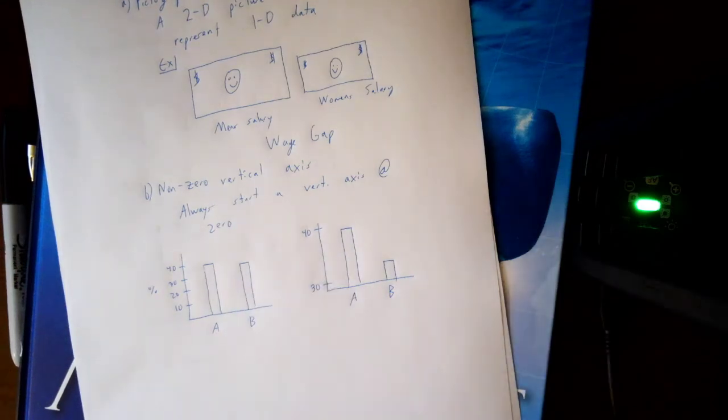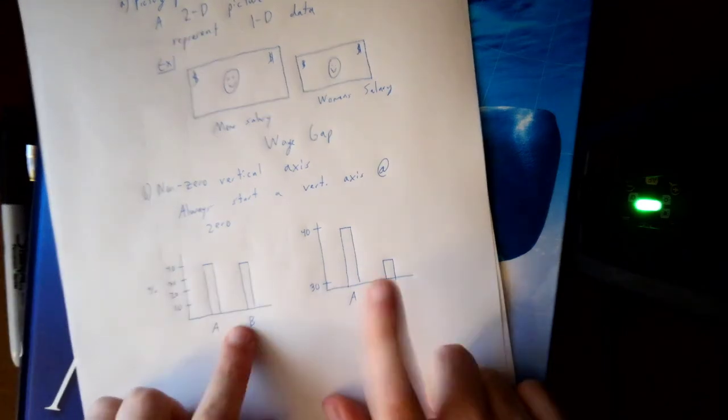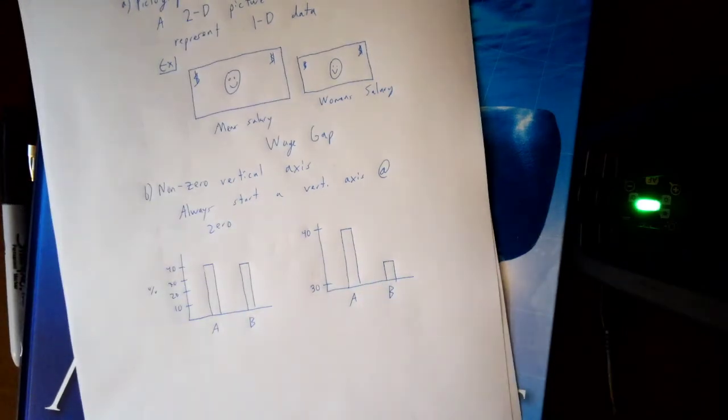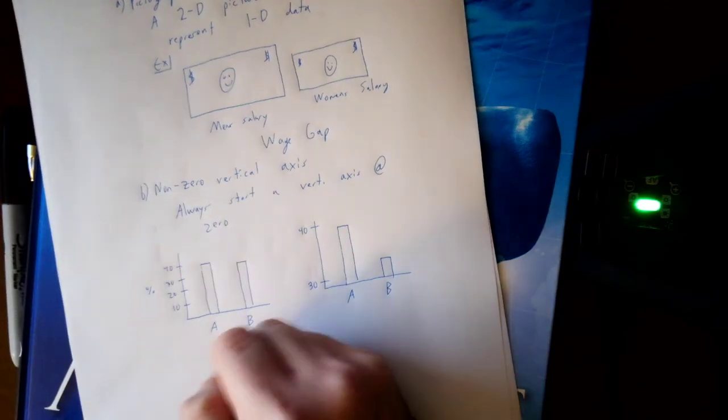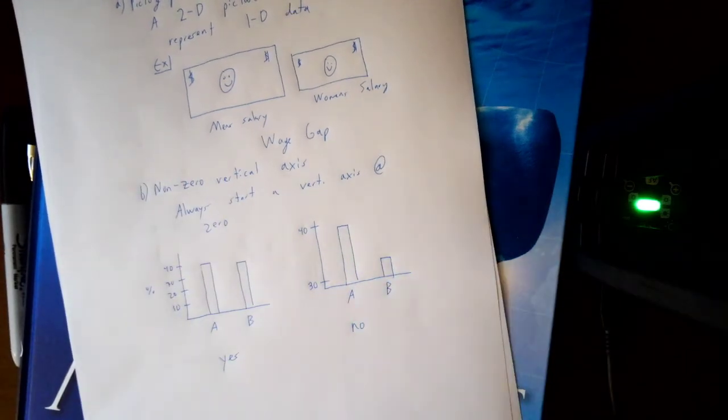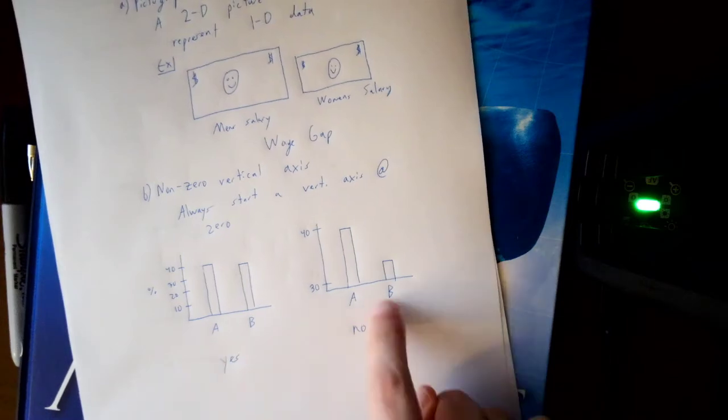That's only for vertical axes. The horizontal you can scale however you want, because we don't really care about independent and dependent variables at this point. That's a little beyond where we're talking, but always be careful with your non-zero vertical axes. This graph is better. Graph like this, not like this.